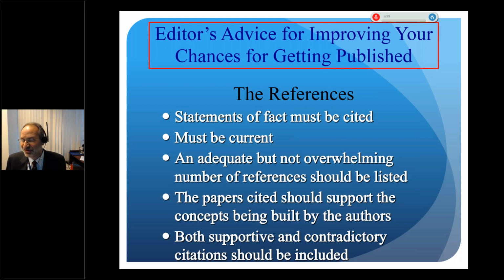I can't tell you the exact number you need to have, but you need to have the important ones with your paper. And that's where you do a good literature search. The references can be supportive or contradictory. It doesn't matter as long as they're relevant.